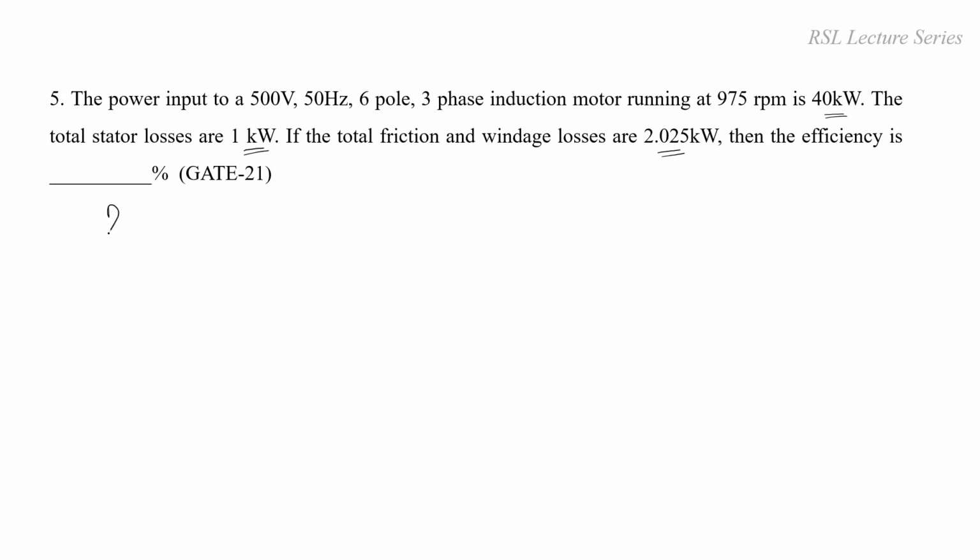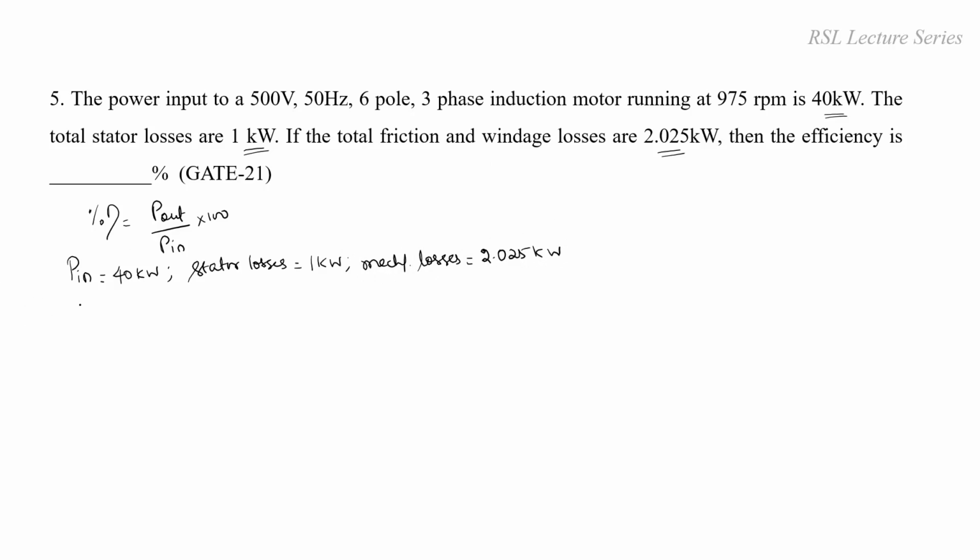The formula for efficiency is power output divided by power input into 100, percentage efficiency. First we'll write the given data. Input power of the motor is 40 kilowatts. The stator losses are nothing but stator copper loss and stator core loss, which is 1 kilowatt. Friction and windage losses are the mechanical losses, which is equal to 2.025 kilowatts.